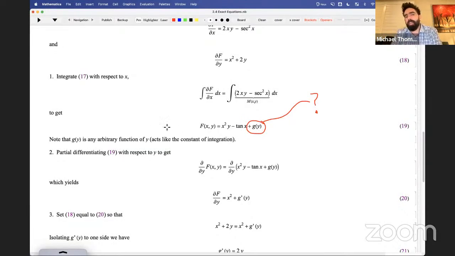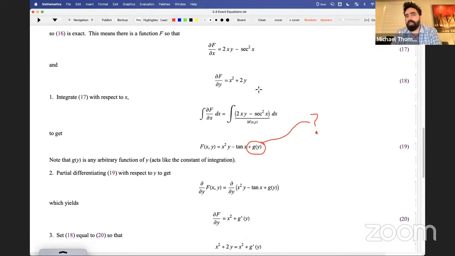All right, but we're halfway there, right? So we pretty much have F. Once we find g, we can plug it in. That will give us F, and then we set F equal to C, and that will be our general solution to the original differential equation. So we've got to find g. What we haven't used yet is this equation. We used the first equation, but we haven't used this one. So think about how you might use this.